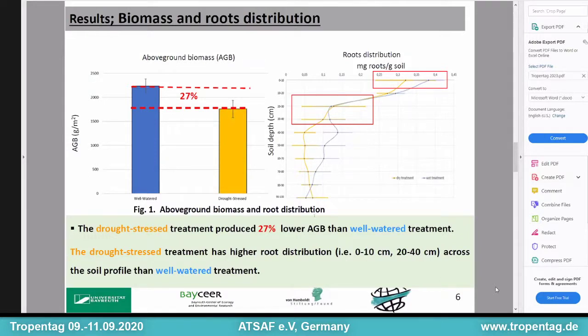So in my results section, my first figure is showing the differences, which is obvious: we have higher above ground biomass in well-watered than drought stress, and the difference was significant at 27%. And then the other one is the root distribution along the soil profile, and we can see that the drought stress has more distributed roots, and this could be explained by maize under drought stress having a high root system and trying to reach the water from any side.